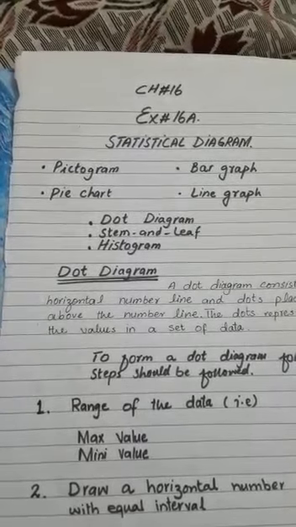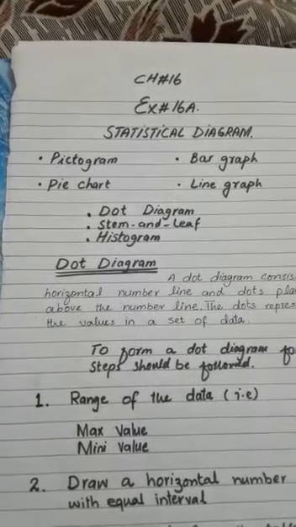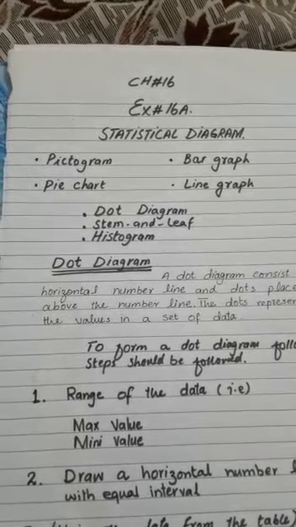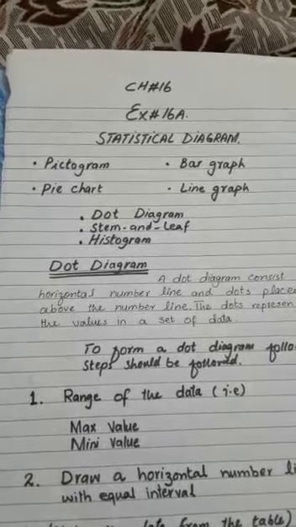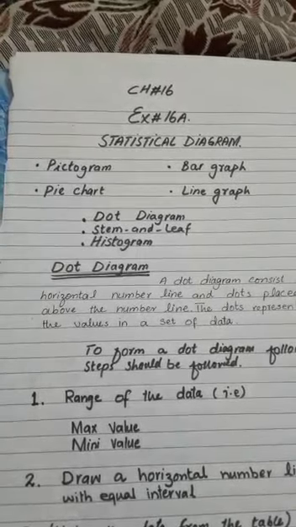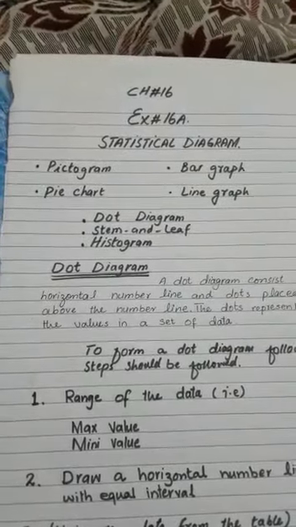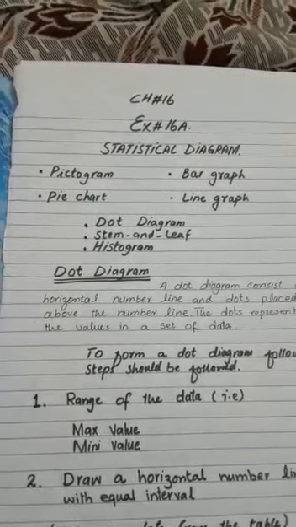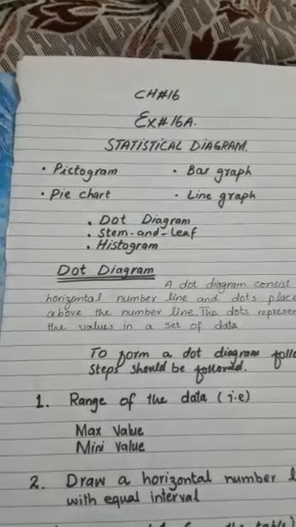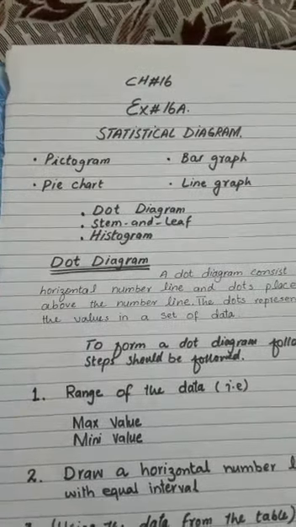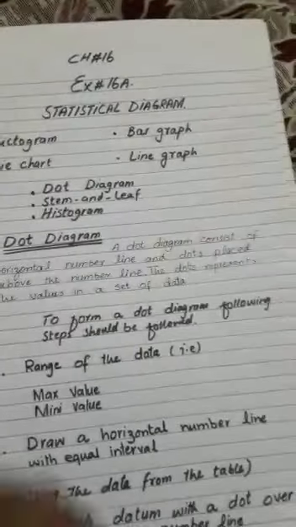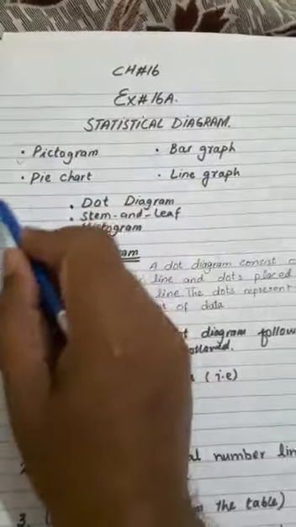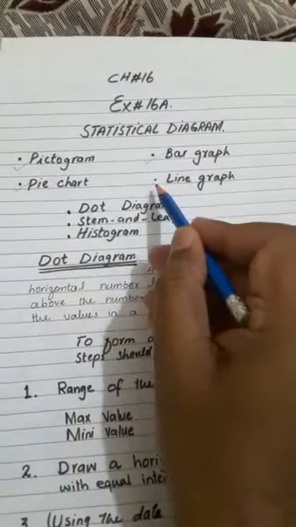Okay, students, today our topic is statistical diagrams. As we know, the choice of an appropriate statistical diagram depends upon the type of data collected and the purpose of collecting the data. We already discussed in the previous session a lot about different kinds of statistical diagrams, like a pictogram, bar graph, a pie chart, and a line graph.